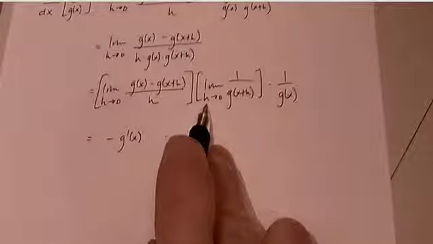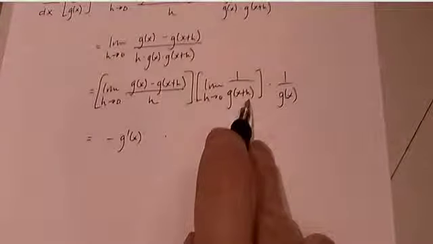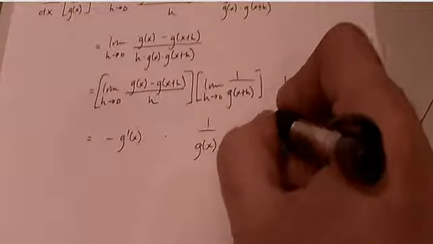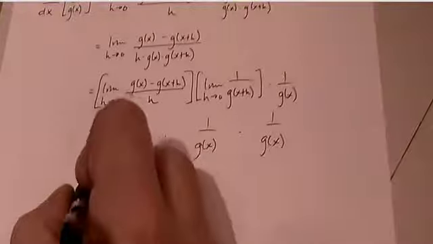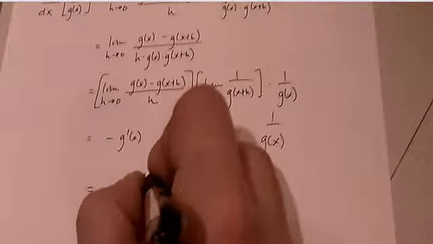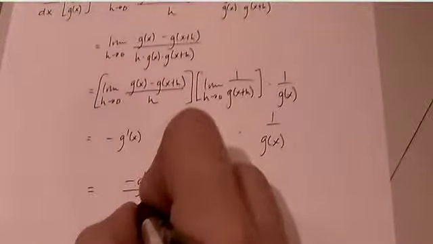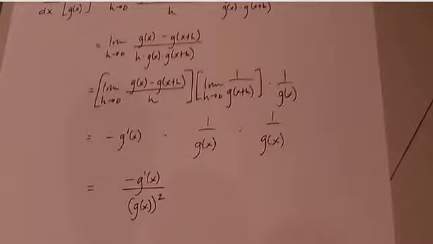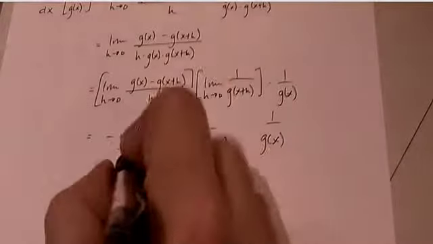Now what happens when you evaluate this one as h goes to 0? Well, it winds up being 1 over g of x, and of course you already have 1 over g of x, so this winds up being negative g prime over g of x squared. So I've basically told you the formula for a reciprocal function, okay? That is how you can formulaically take the derivative of a reciprocal function.